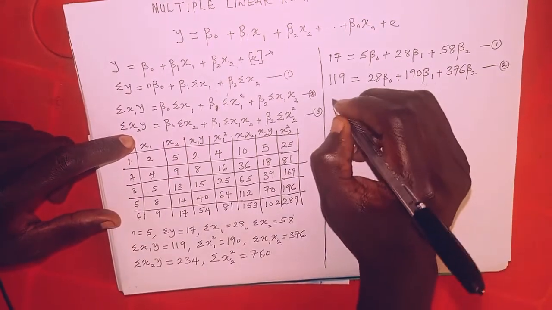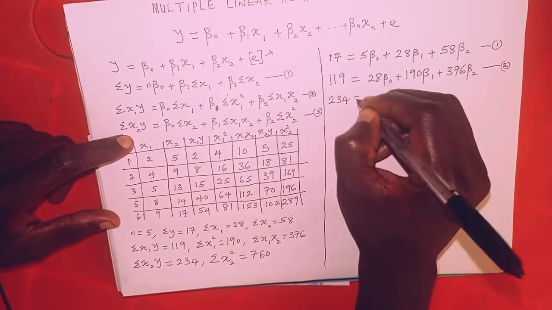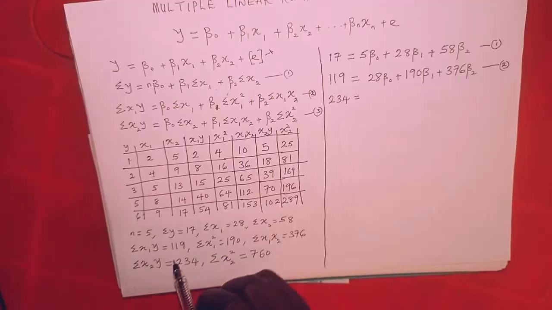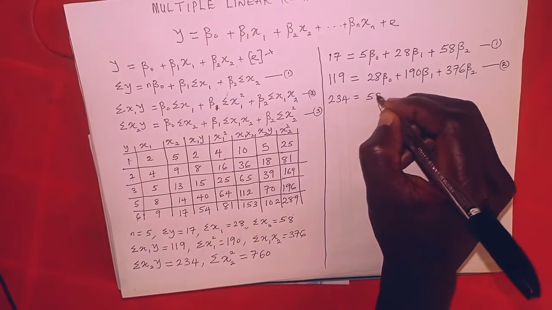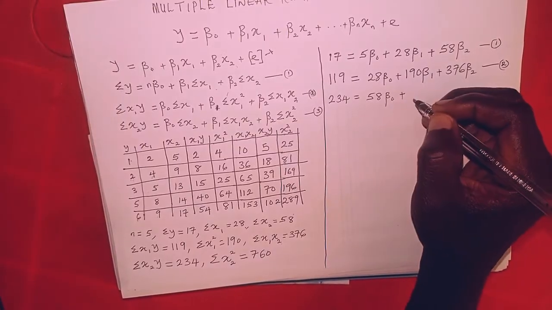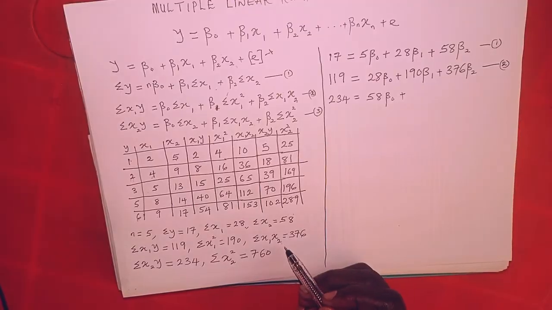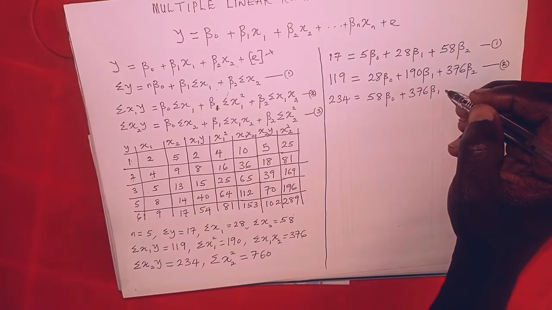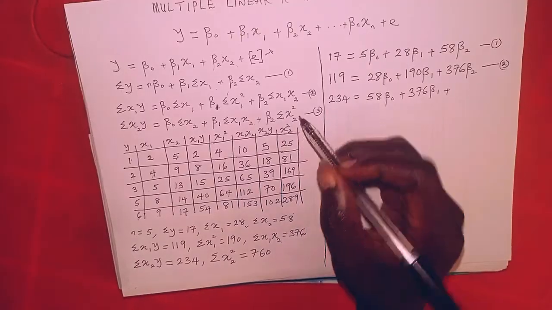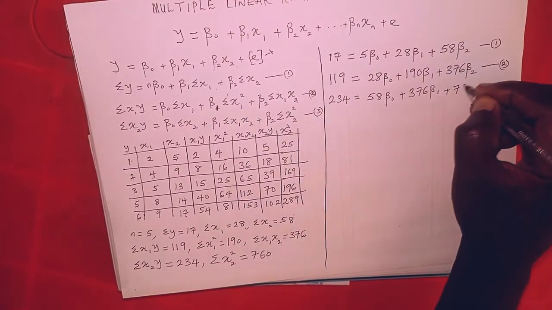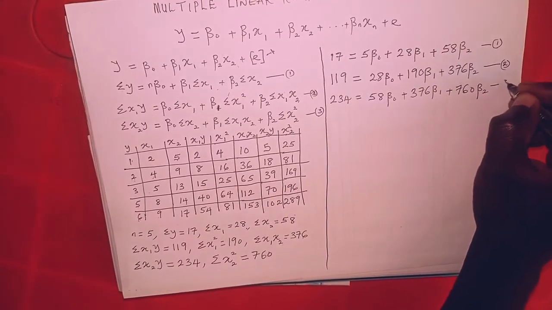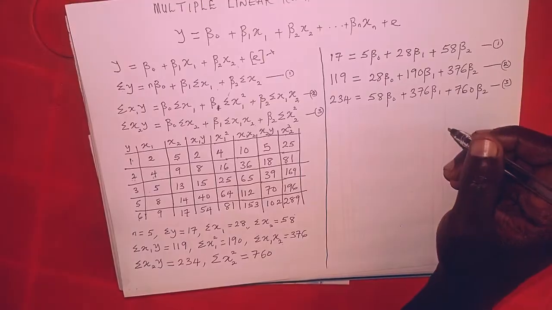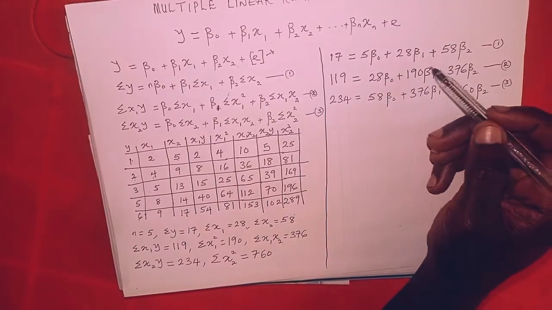Then the last equation is summation x2y. This is x2y, 234, equals, then summation x2. Summation x2 is going to be 58. So we have 58 beta naught plus x1 x2. We have x1 x2 to be 376. 376 beta 1, then plus x2 square. Our x2 square, we have 760. So we have 760 beta 2. So this is equation 3. So these are the three equations that we need for the simultaneous equation in order to get the three parameters, the beta naught, beta 1, and beta 2.